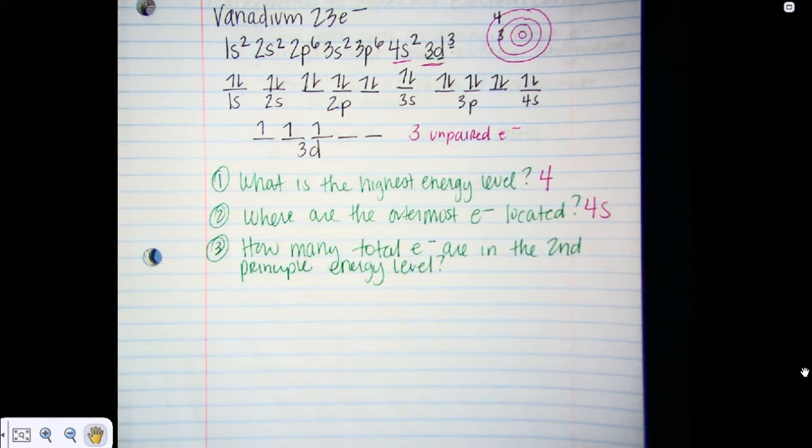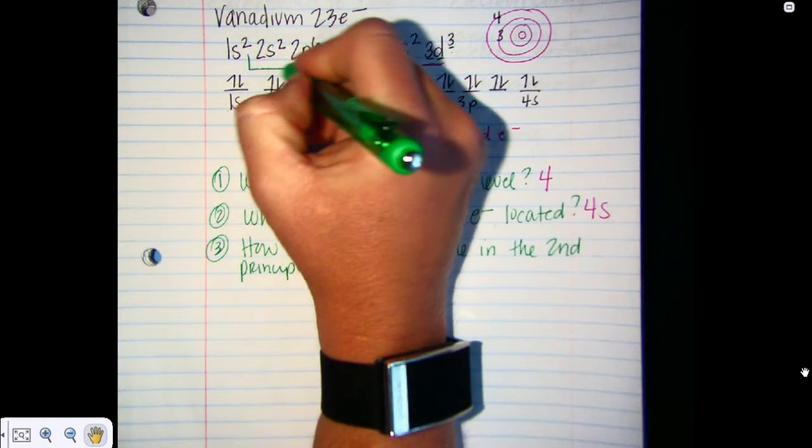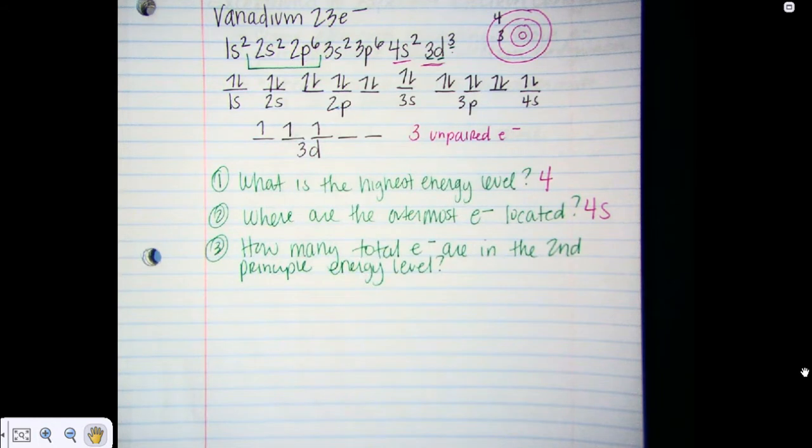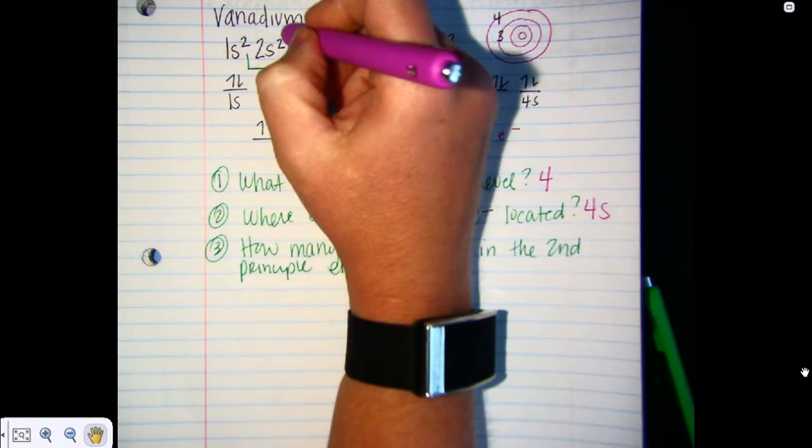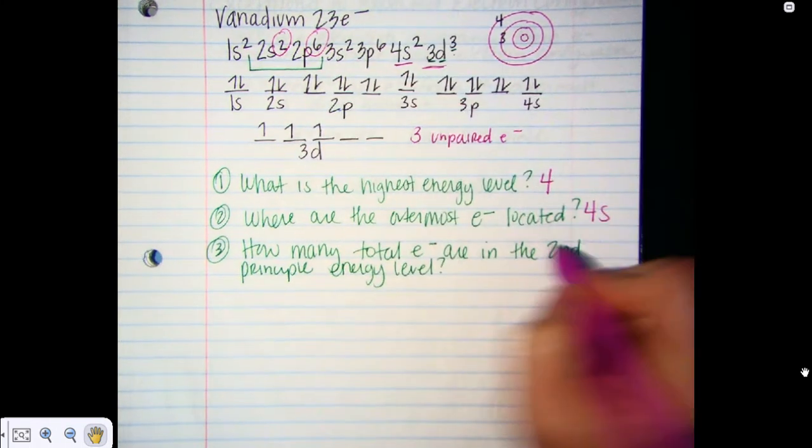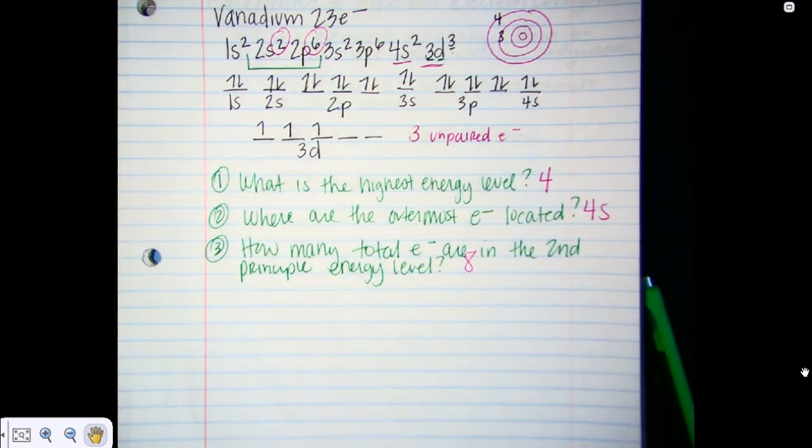So where's my second energy level? Well, everything that has a 2 in front of it, so 2s and 2p is my second energy level. How many total electrons do I have there? Well, 2s has 2, 2p has 6, 2 plus 6 is 8. Right? So those are examples of types of questions that you can be asked from an electron configuration.